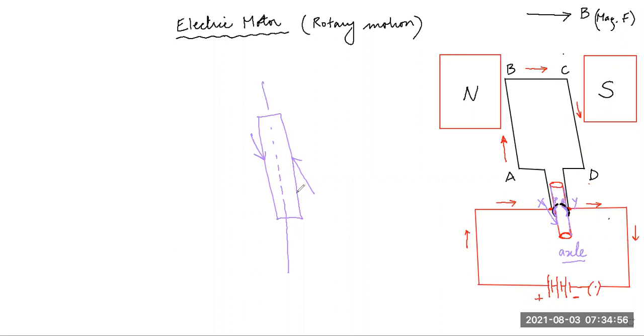The left side. Left side means the axle will go in this direction? No, it is fixed here. You should say the axle will rotate in the anti-clockwise direction. Okay, so now see how we are getting the force.